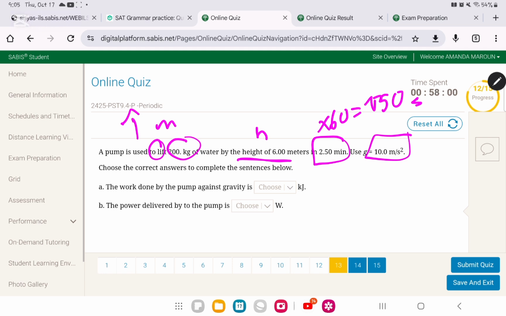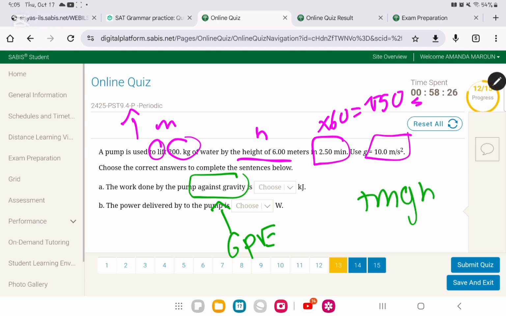First, we need to find the work done by the pump against gravity. Did they tell us the work done by gravity or the work done against gravity? The work done against gravity. The work done against gravity is basically GPE. Anytime you say against gravity or GPE, it's the same thing. So since it's going upwards, it is plus mgh. So our mass is what? 200 kg.